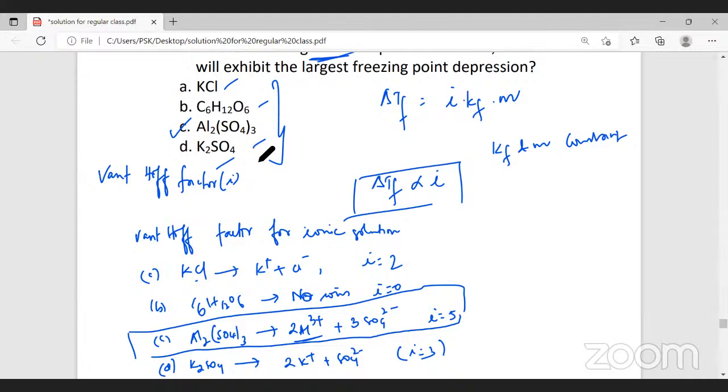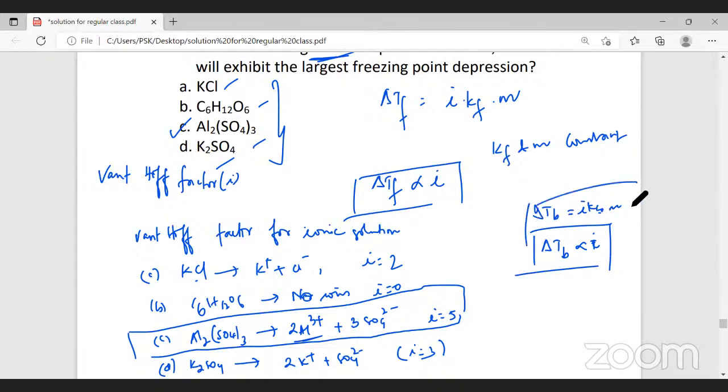Aluminum sulfate. Very good. Because the same relation goes to elevation in boiling point also. Delta TB will be equal to what? Proportional to i. Delta TB, the elevation in boiling point, is equal to i into Kb into molality. The same formula. So here also delta TB will be greater for larger i. So this clearly shows that elevation in boiling point will be maximum again for what?